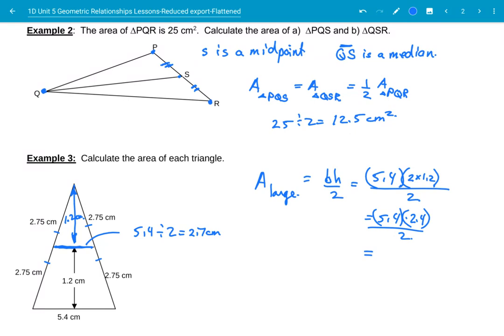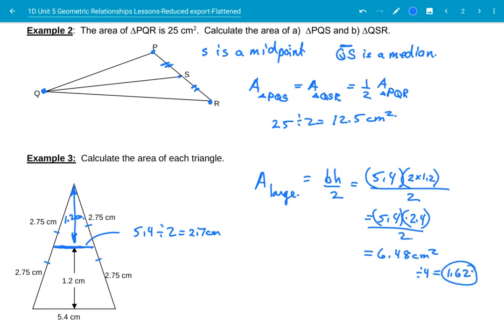And we should have 3.24 centimeters squared. And that's not right. What do I have here? 6.48 centimeters squared. Let me grab my calculator and double check. Yep, that's good. And the small should be a quarter of that. So we divide by 4, we get 1.62.